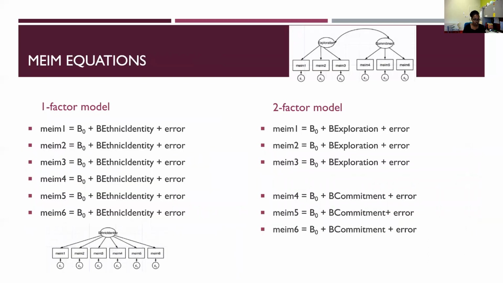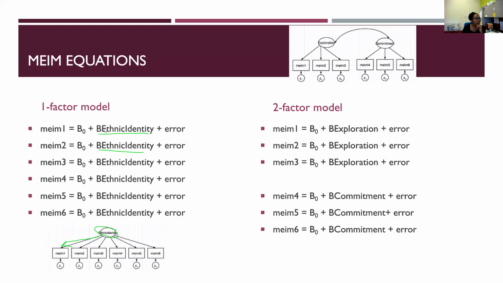Here are the equations for those 2 different models. For our 1-factor model, if you notice that the arrow is pointing at our indicators, we're going to have 6 equations, one for each indicator. And the one predictor in each is going to be the factor. So ethnic identity predicts MEIM 1, MEIM 2, MEIM 3, MEIM 4, 5, 6, and so on.